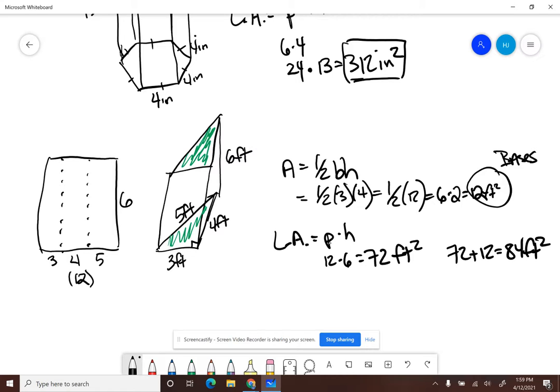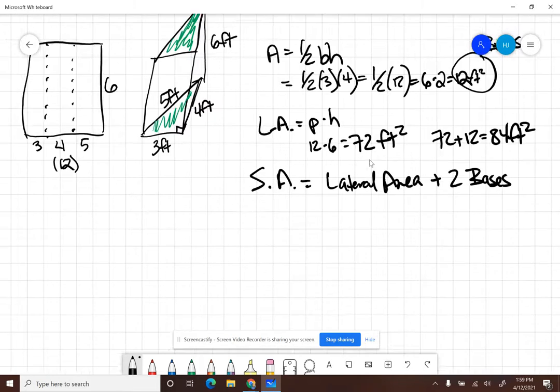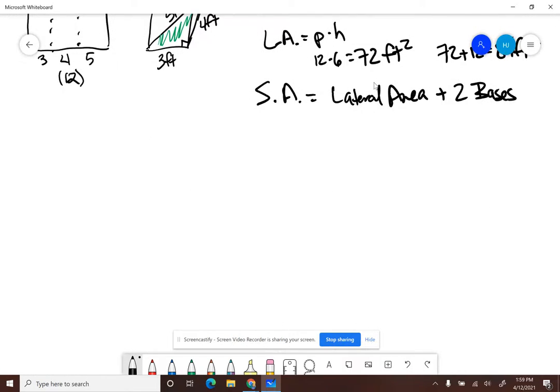All right. So again, let's just go over this again real quick. Surface area equals my lateral area plus 2 times my bases. Okay. Just another way to kind of think about this. So that's really going to play into what we're going to talk about next, which is our last topic for today, which is a cylinder.